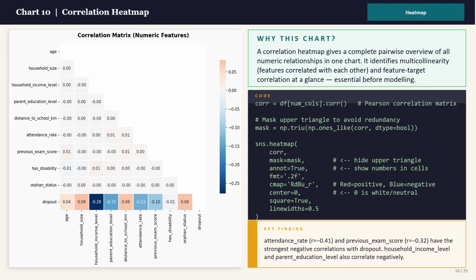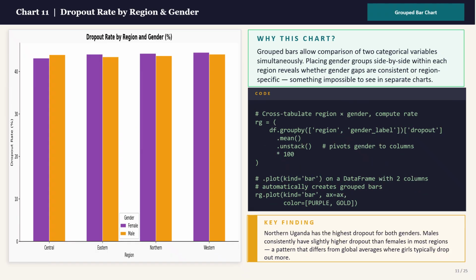And the key finding was that attendance rate and previous exam score have the strongest negative correlations with dropout. Household income level and parent education level also correlate negatively. So that's what we found.